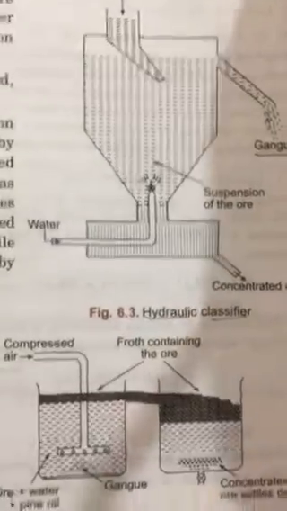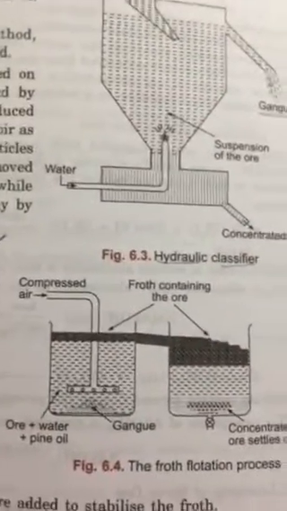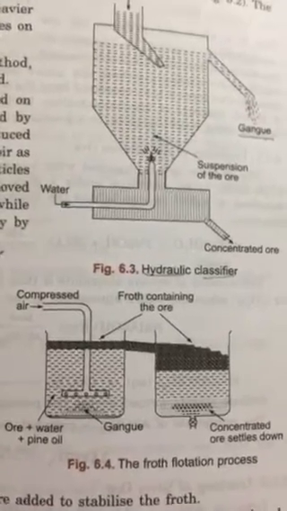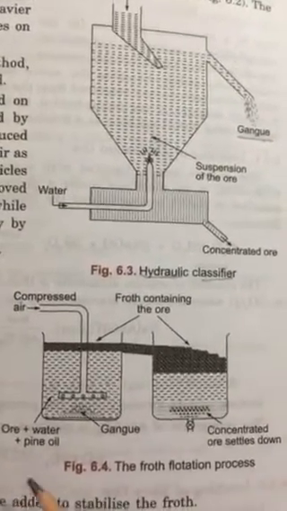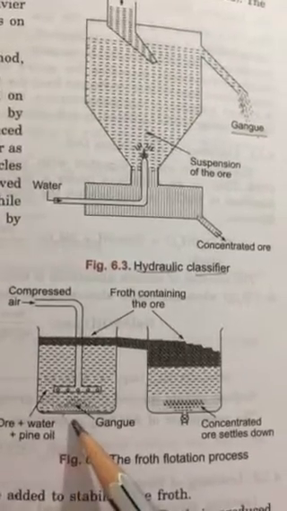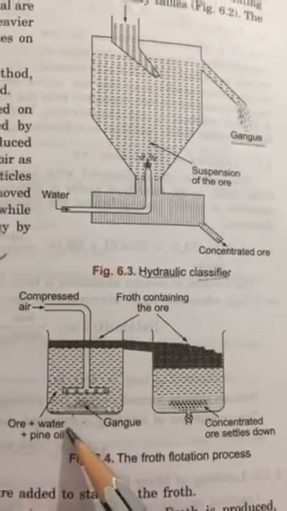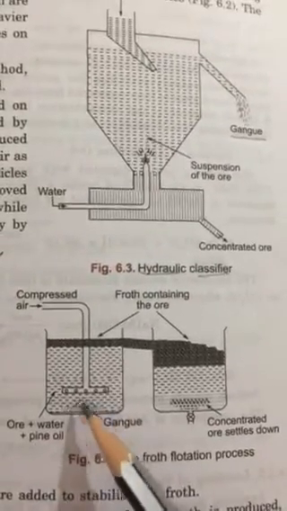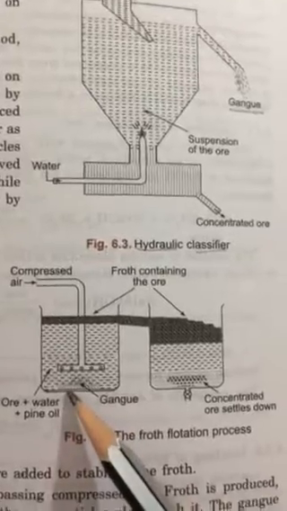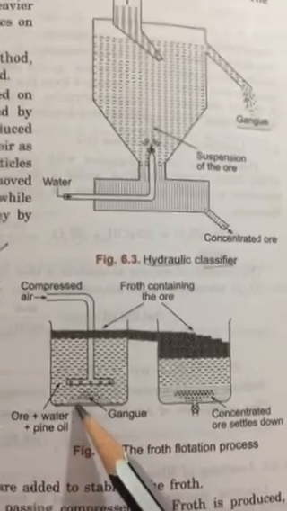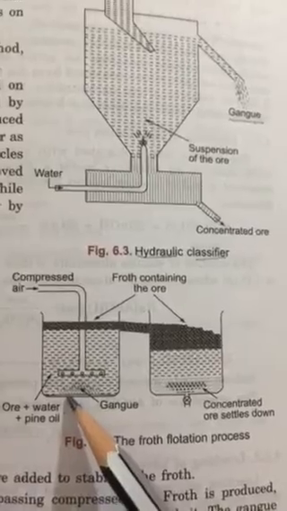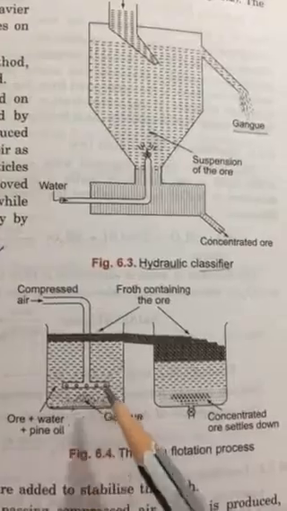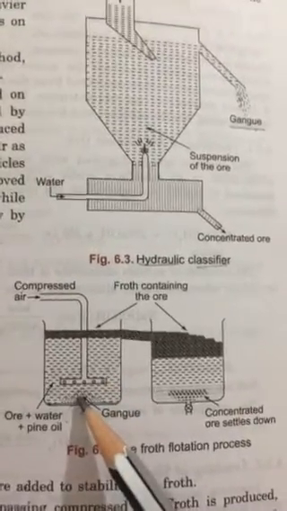Next is the froth flotation process. In the flotation process, what we would take is an ore, water and pine oil. We can even take eucalyptus oil or any other oil of our choice. So what we would do, if it is a sulfide ore, an ore which contains sulfides in it, for example iron sulfide, zinc sulfide, we take the ore together with some water and oil in it.